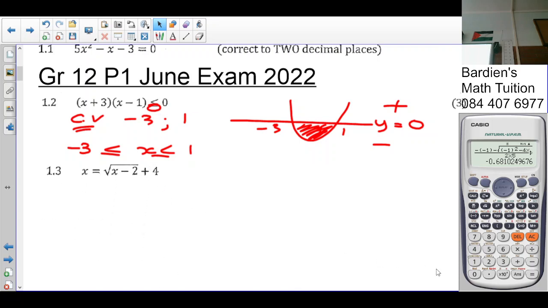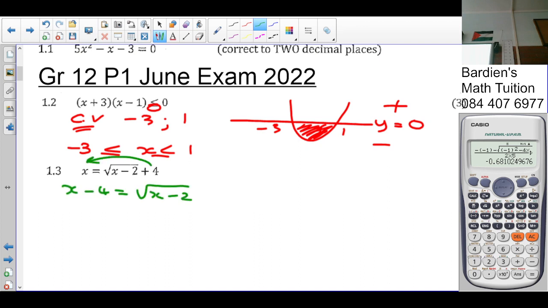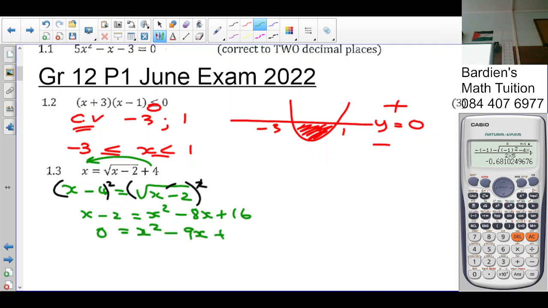The next question, 1.3, the first step is to isolate the root. We take the x over, so it's the square root of x minus 2 equals x minus 4. We square both sides to get rid of the square root. So you get x minus 2 is equal to x squared minus 8x plus 16. If you don't know how to do that, no problem. Write it out twice and you multiply it out. So you get 0 is equal to x squared minus 9x plus 18. Which now gives us x and x, 3 and 6, both negative. So x is equal to 3 or x is equal to 6.